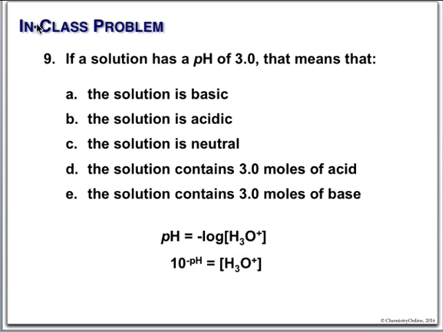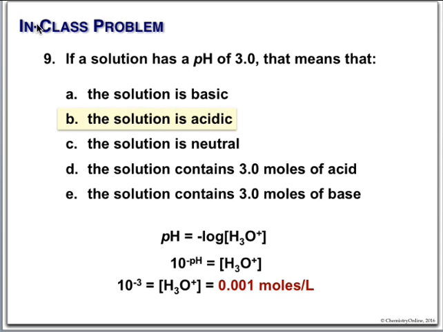So if we take 10 to the minus 3, that means we have 0.001 moles of acid. 10 to the minus 3 moles of acid. Neutral water has 10 to the minus 7, doesn't it? So does this have more or less? It has more. If it has more, it must be acidic. pH is less than 7, it's acidic. It's more than 7, it's basic. Exactly 7 is neutral.